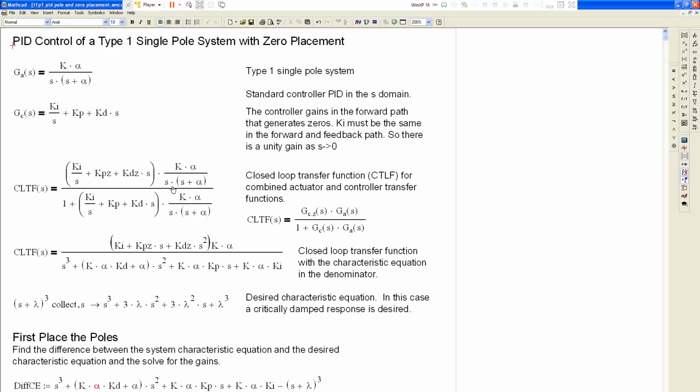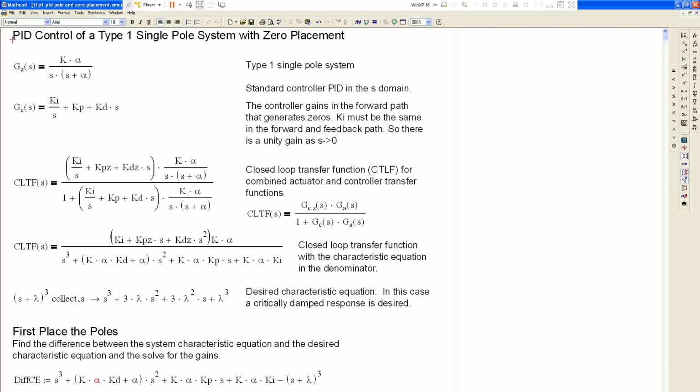So going on, I'm going to simplify this. And here you can see the simplified with quotes. And you can see that these special gains only occur in the forward path. This is the characteristic equation, and you can see that the Ki, Kp, and Kd do not change, whereas the gains in the forward path do.